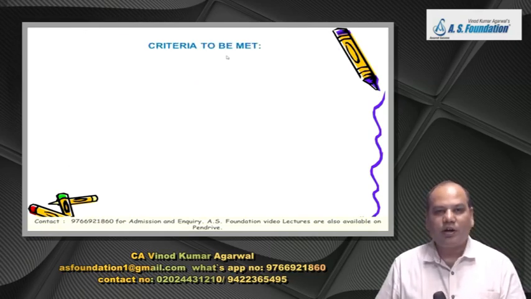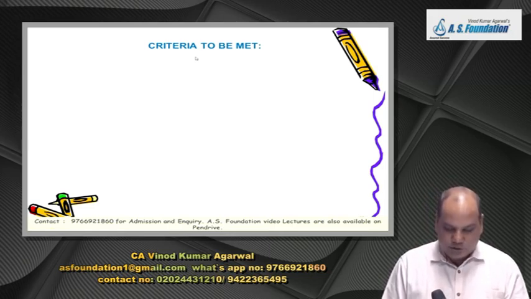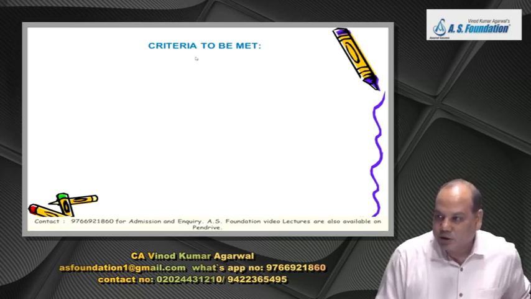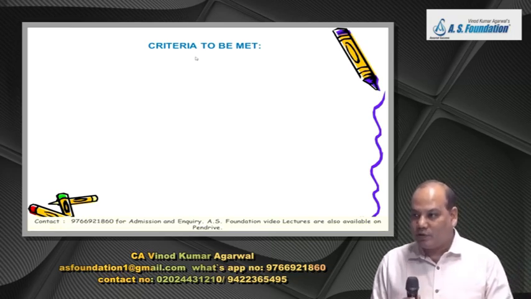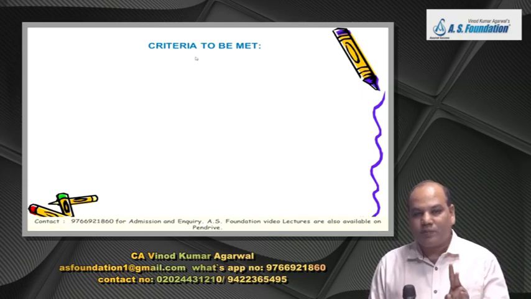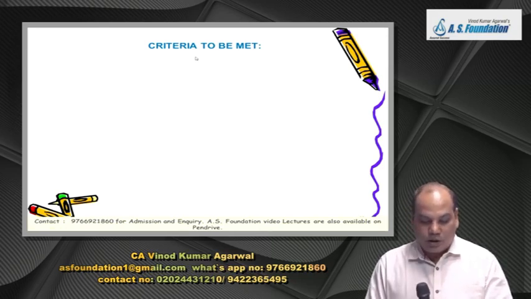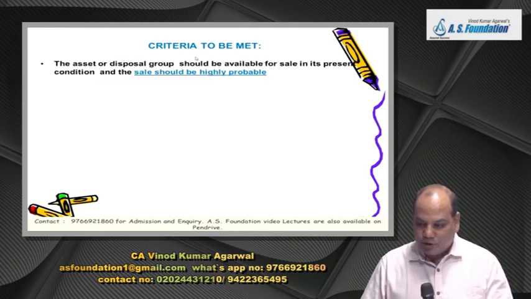Now next is criteria to be met. These five or six conditions you have to remember for writing many answers. For a theory question you have to apply this line by line carefully, and then you will be able to judge whether it is held for sale. First basic principle is that its carrying amount will be recovered principally through sale and not from continued use. Now how do you know that it will be principally recovered through sale?